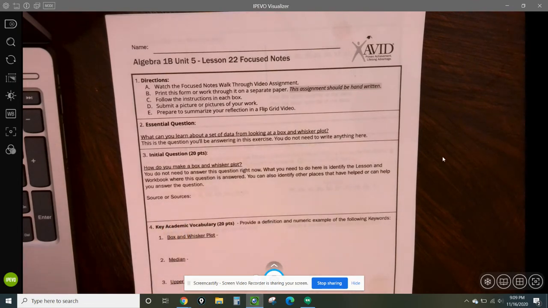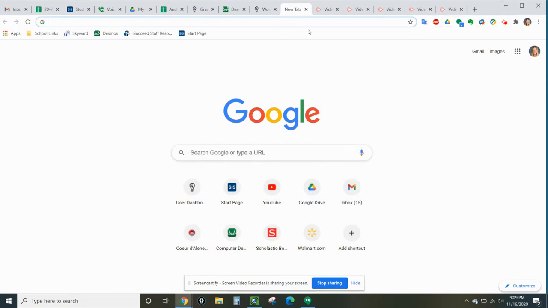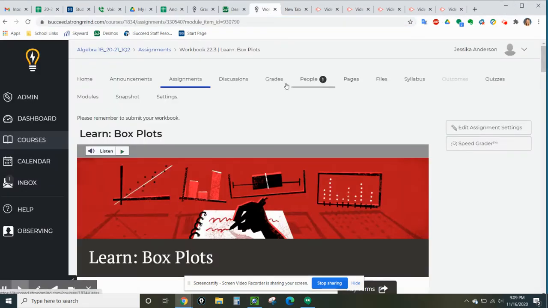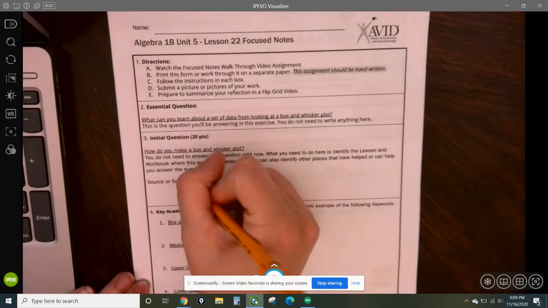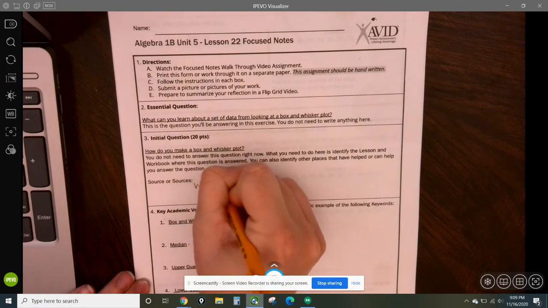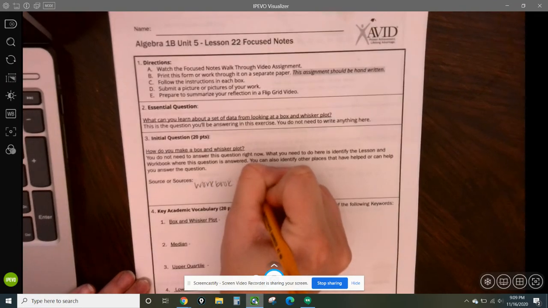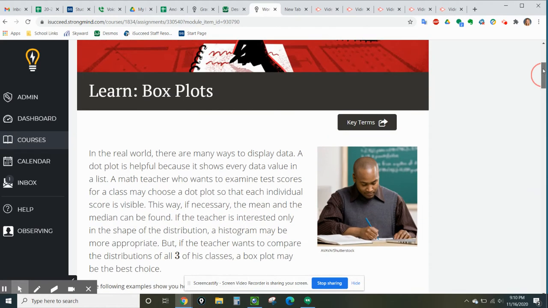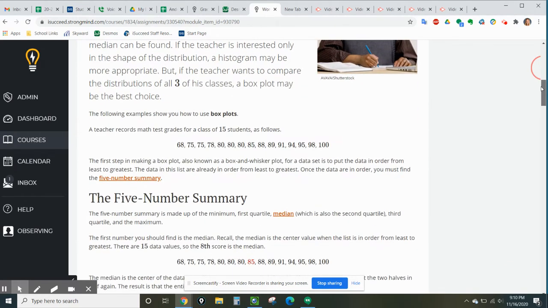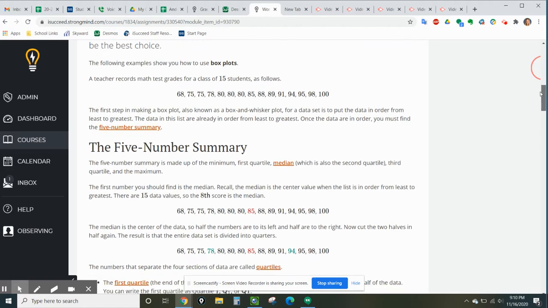So we want to use our lesson. So let's go here. So for this one, it's lesson 22.3. So I'm going to write 22.3 on my sources here. Workbook 22.3. That's one place that I can look. So let's see what they have to say about box and whisker plots. And they also call them box plots in this lesson. So either way, box plot or box and whisker plot. So you're going to find some of the vocab that we're going to go over right now.